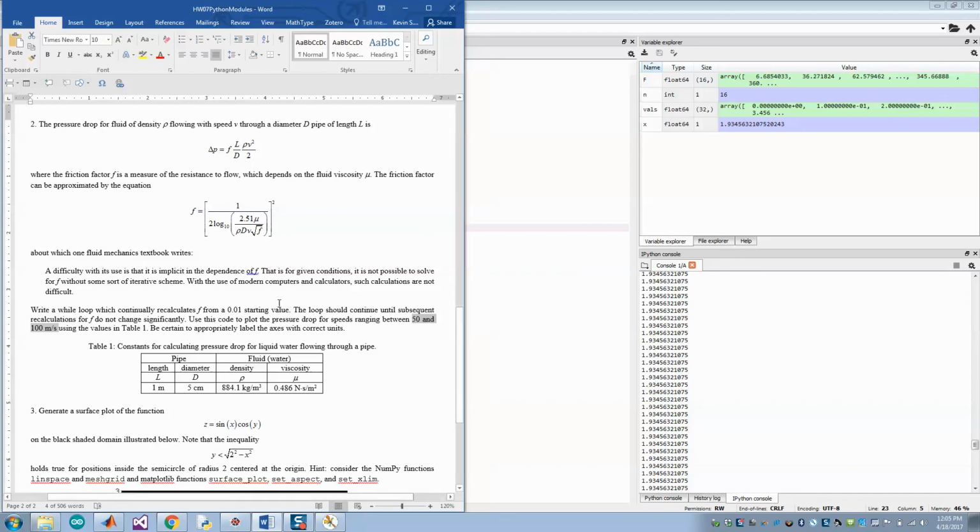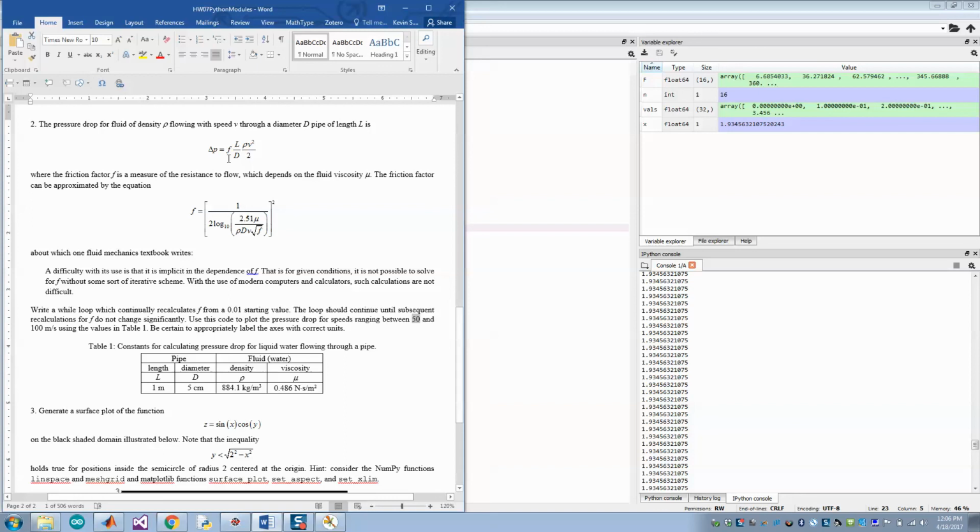For any one of those given speeds, let's say we think about 50 meters per second, you will have 50 in there for the speed. The rho, the D, and the mu are all given. And you're going to guess some value for f. You're going to plug that value of f and the other constants into this equation to get a new value for f. Then you'll plug that new value in for f and calculate it again. You're going to keep getting new values for f over and over again, just like we did for x in the example. And once f stops changing very much from iteration to iteration, you'll go ahead and stop your loop. That will tell you what the value of f is, in this case, for 50 meters per second.